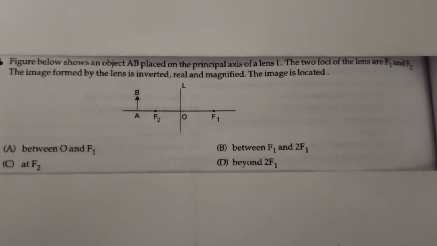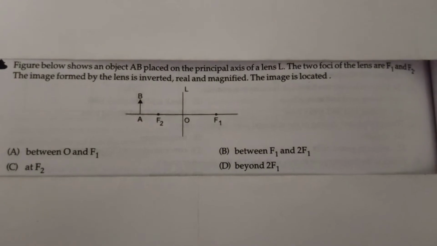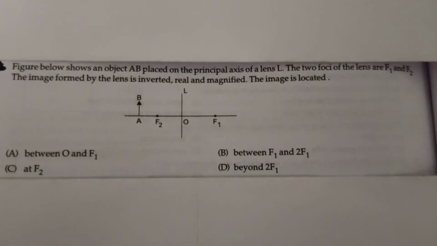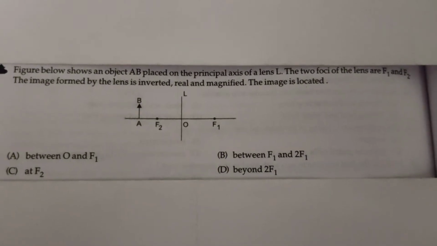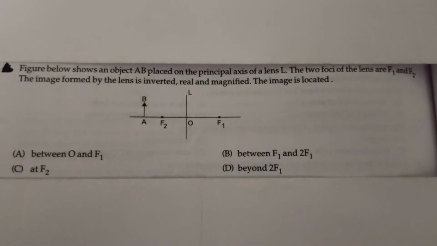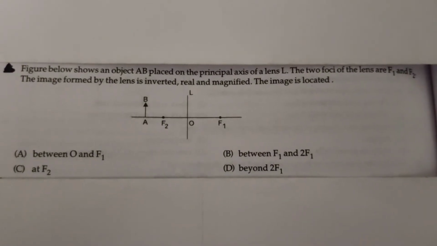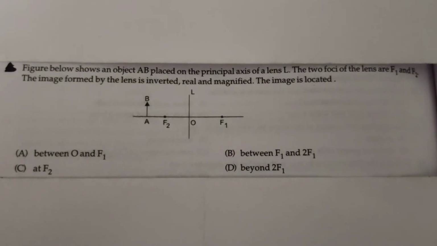real, inverted and magnified. First of all, a real image is formed only in case of a convex lens. A concave lens always forms a virtual and erect image. So, this lens is a convex lens. And as the image is real, inverted, magnified, the object should be placed between f2 and 2f2 in front of it.